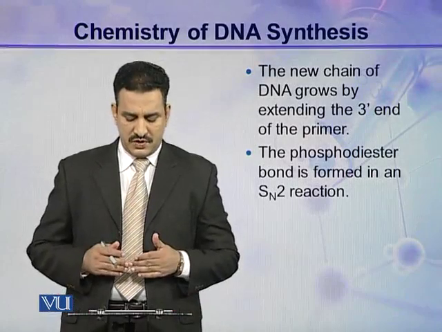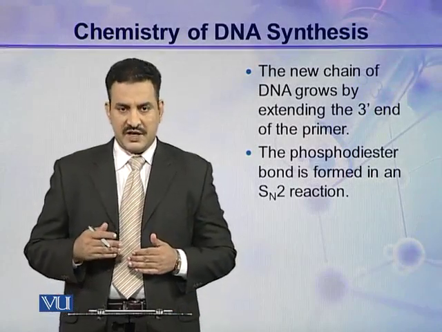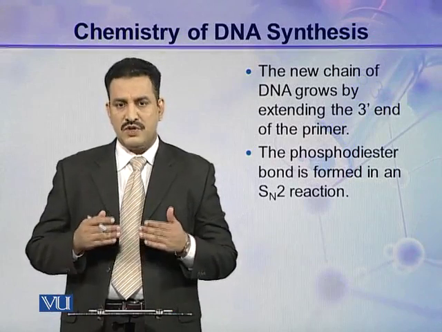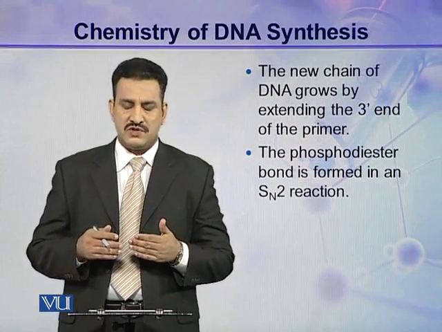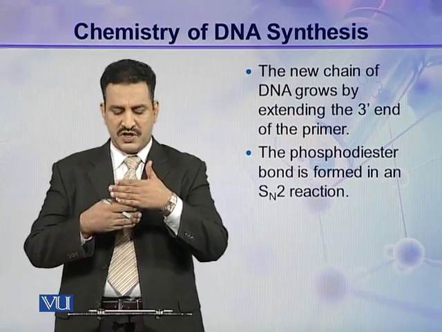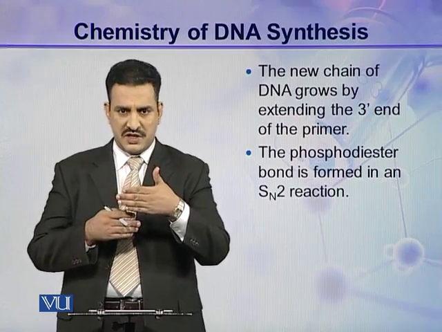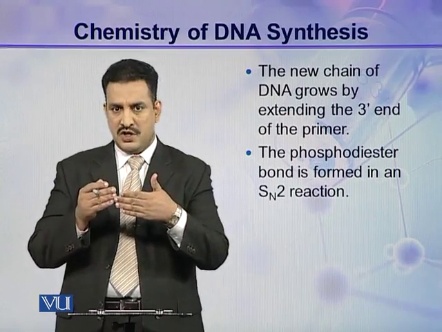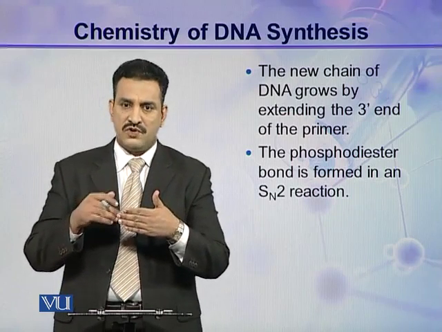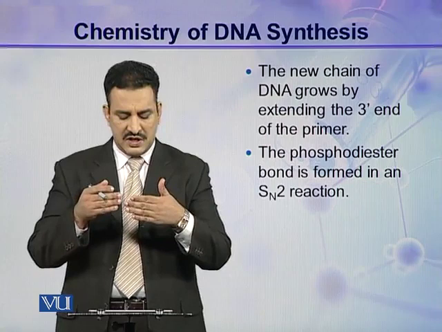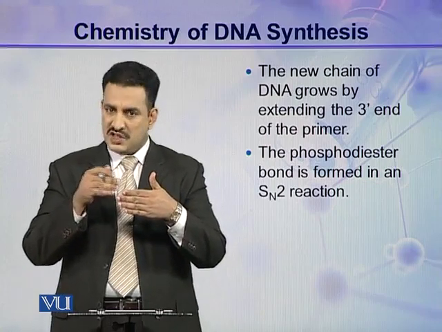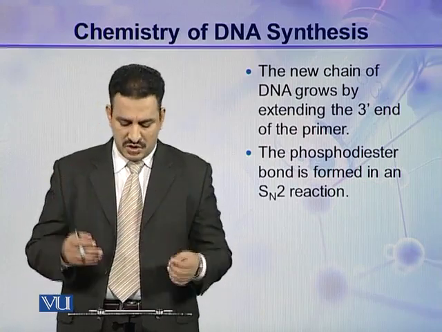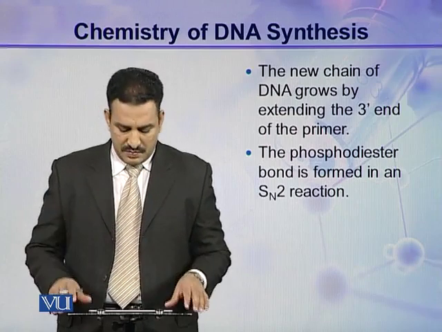The new chain of DNA grows by extending the 3' end of the primer. As you have seen, in a primer template junction, one primer is present and the primer has one end which is the 3' end. So the synthesis of the new strand will be continued on this side of the primer, that is, on the 3' end of the primer.